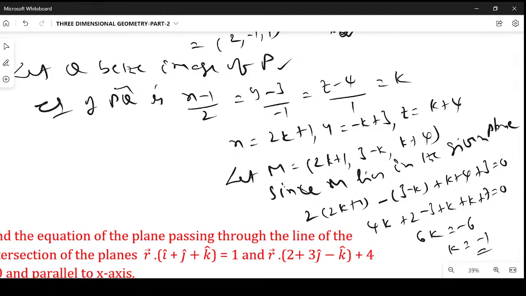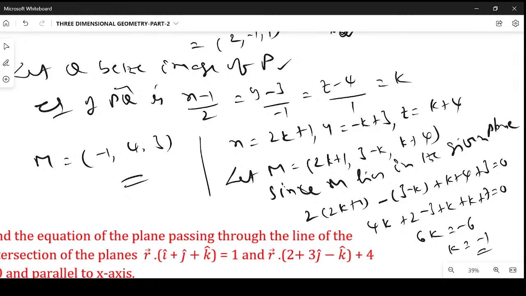We got k equal to minus 1. Then you can find the coordinates of M now. After finding this, what are the coordinates of M? We know that k equal to minus 1, so minus 2 plus 1 will be minus 1. I can substitute this: minus 1, 4, comma 3. We got the M value.